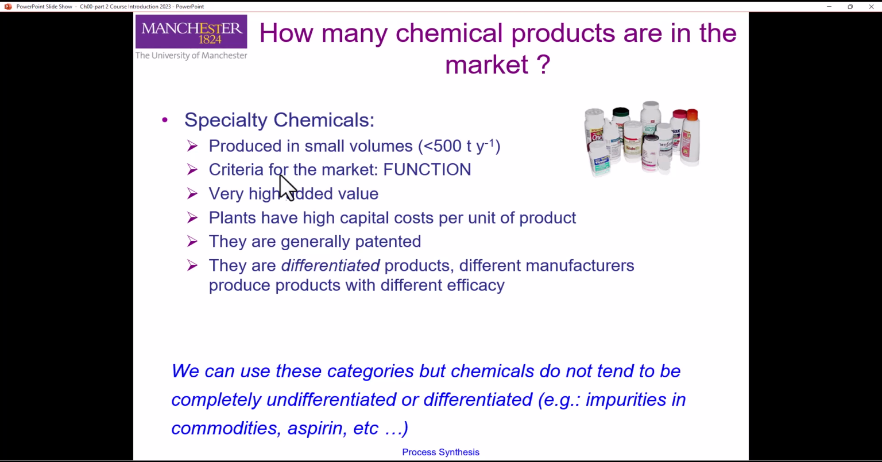Specialty chemicals are very high added value. It means they have very high profit margins compared to commodity chemicals and fine chemicals. Again, because these chemicals are produced in much smaller quantities, the plant sizes are going to be small, and because of that they have much less capital cost requirement. But again, because we are producing much smaller quantities, the capital cost per unit of the product is still going to be high compared to commodity chemicals.